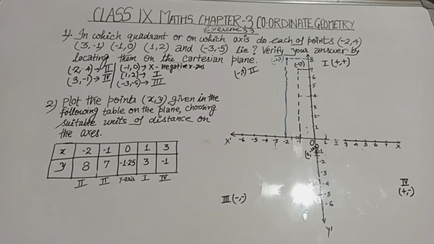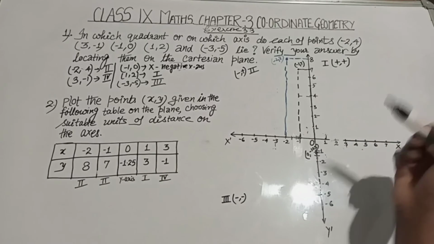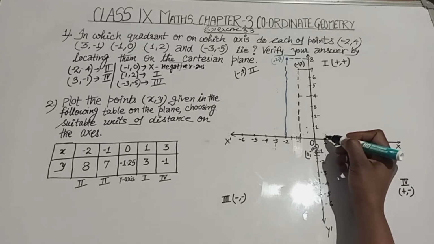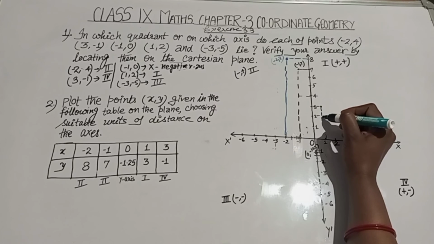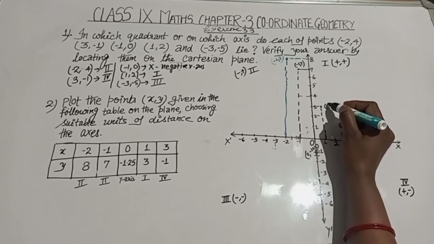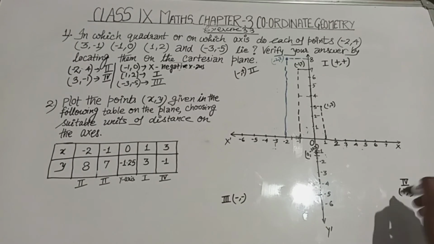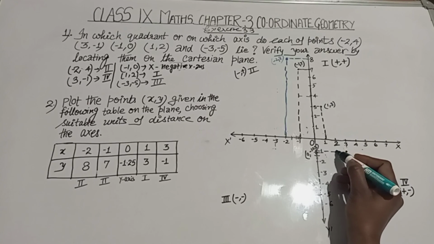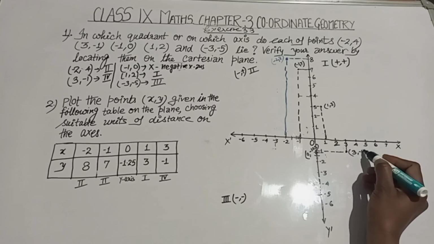Okay, let's do the next one, 1 and 3. It is in the first quadrant because both are positive. So 1 and here is 3. Next, 3 and minus 1. So 3 and minus 1 is in this one. So this is 3 and minus 1.